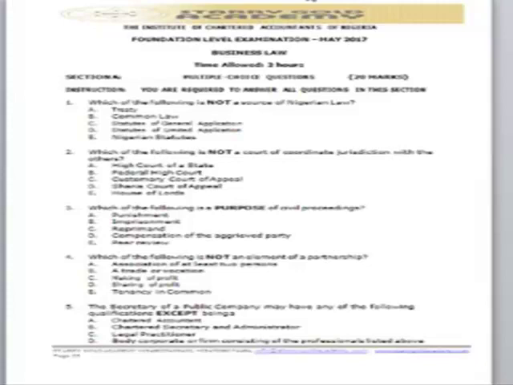And you can see that the options are treaty, common law, statutes of general application, and statutes of limited application. There is nothing like statutes of limited application. So what we can pick now is statutes of limited application. That should be the answer.